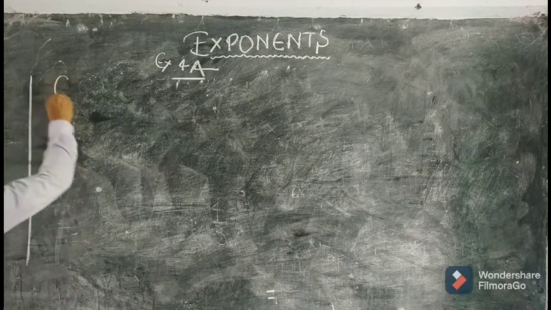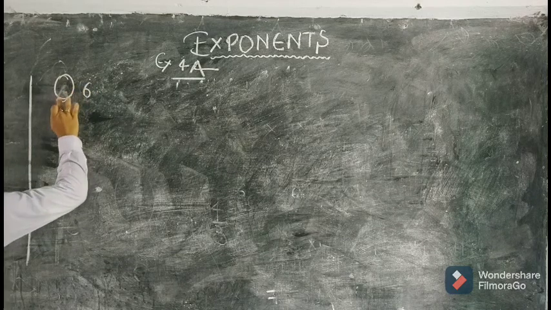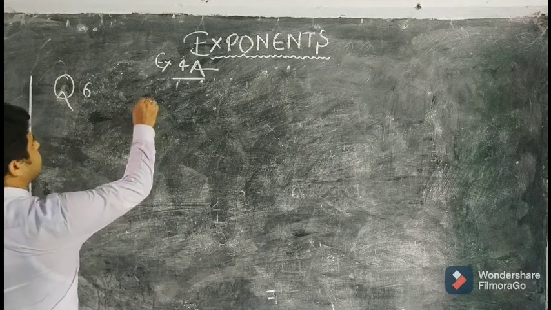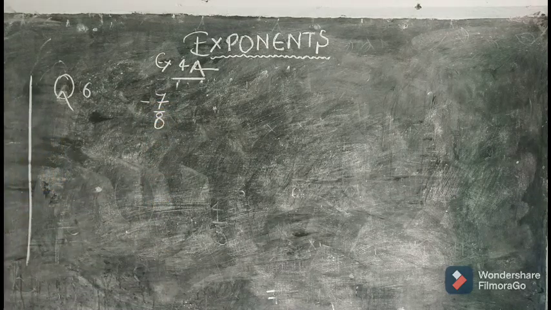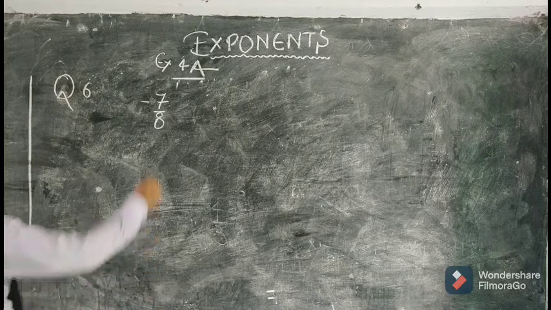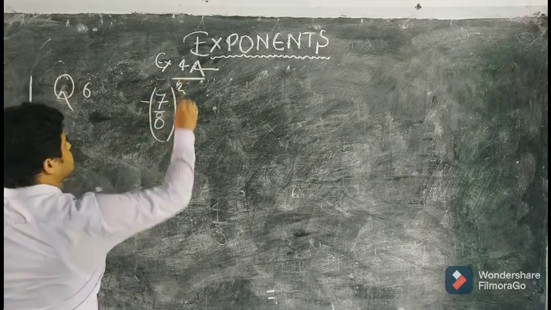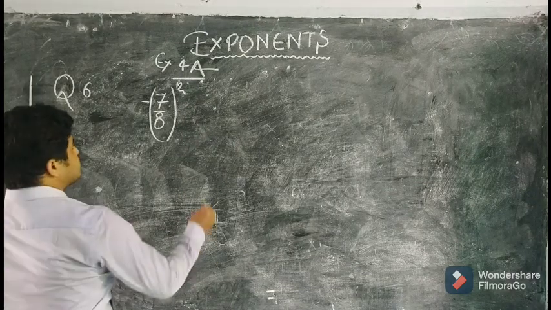Then in question number 6, we have to pay some attention here, because it is asking for absolute value. It is saying to find the absolute value of the following. For example, it is saying minus 7 by 8 whole squared, where it is written as 7 by 8 ka square. Power 2 is called square. So minus 7 by 8.